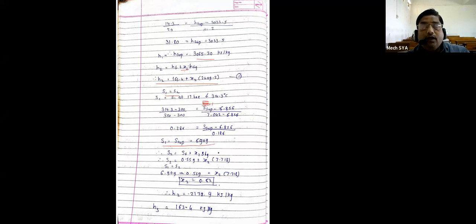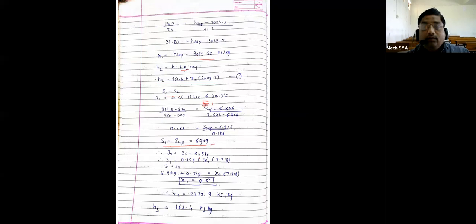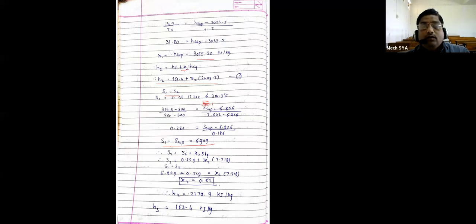6.909. Then S2 is again lying in the wet region. Therefore S2 is equal to SF plus X2 SFG. We want to find out this X2. Then SF and SFG we have to record at the given pressure. What is the pressure? The pressure is 0.07 bar. So S1 is equal to SF at 0.559 plus X2 into 7.718. This is equal to S2. Then X2 is equal to 0.82.